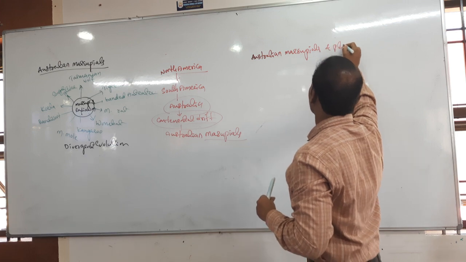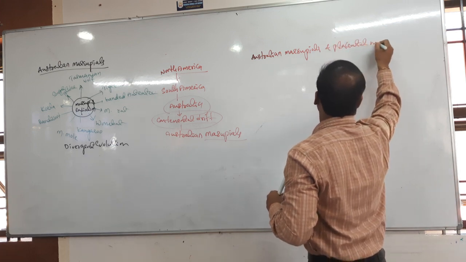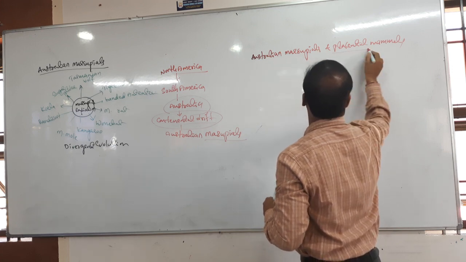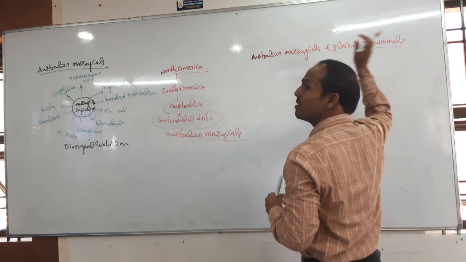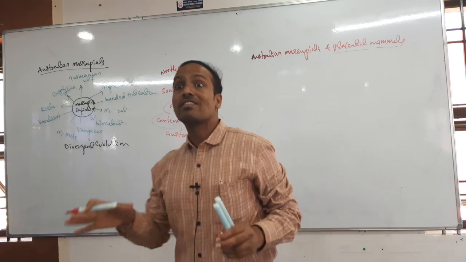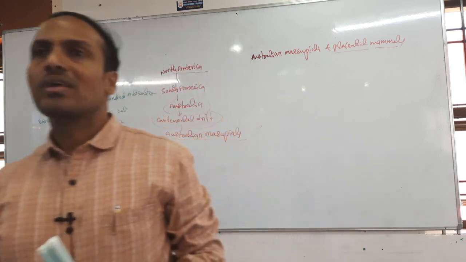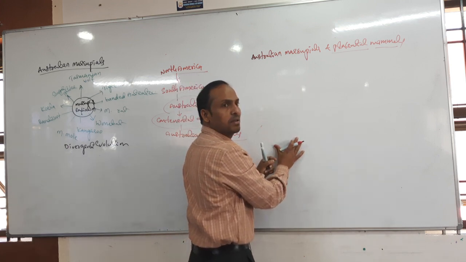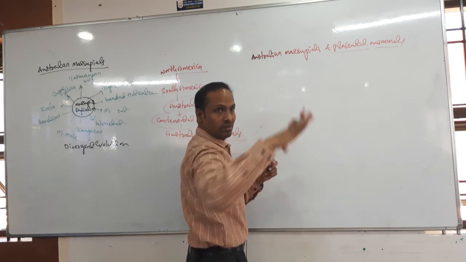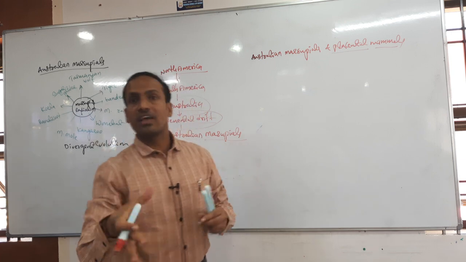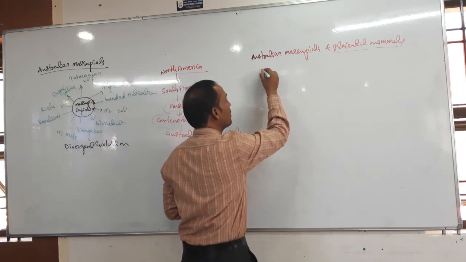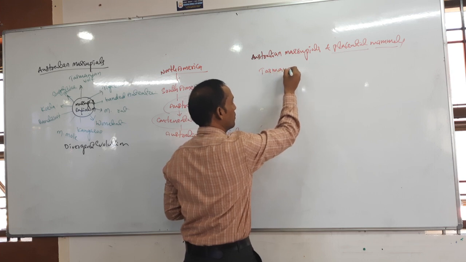And placental mammals. After the Australian marsupials, Australia gave one more also entered. Which one? Placental mammals also entered. If you compare the Australian marsupials and placental mammals, a list is given in your textbook. The best example of an Australian marsupial is the Tasmanian wolf.